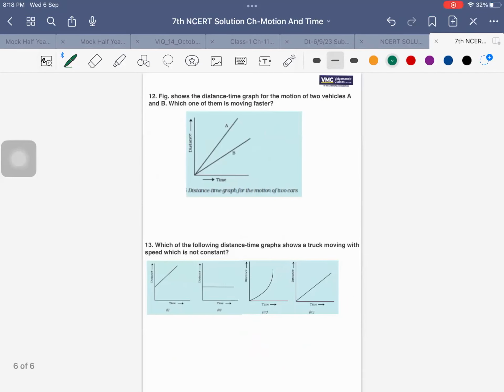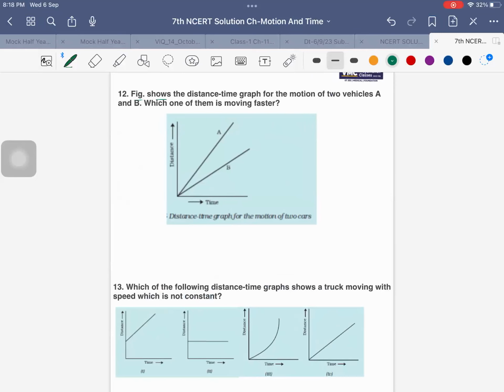Next question. The figures show the distance time graph for the motion of two vehicles A and B. Which one of them is moving faster? In graph A, we see that it travels more distance in lesser time, whereas in graph B, it travels less distance in more time. So which one is moving faster? The correct answer is A is moving faster.